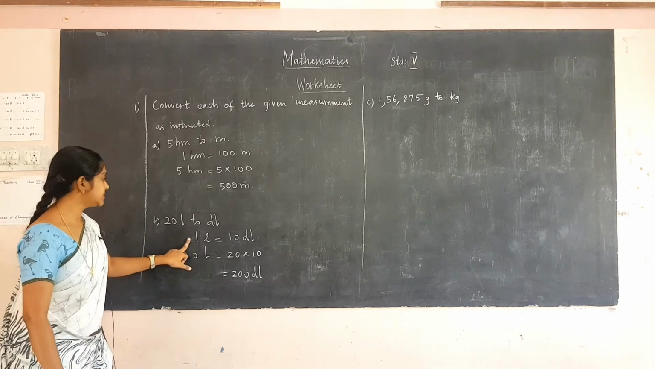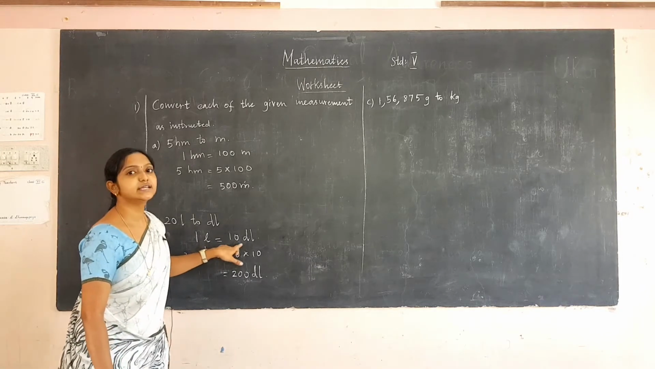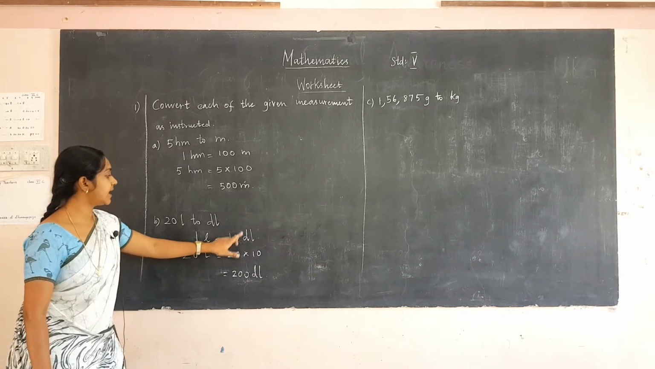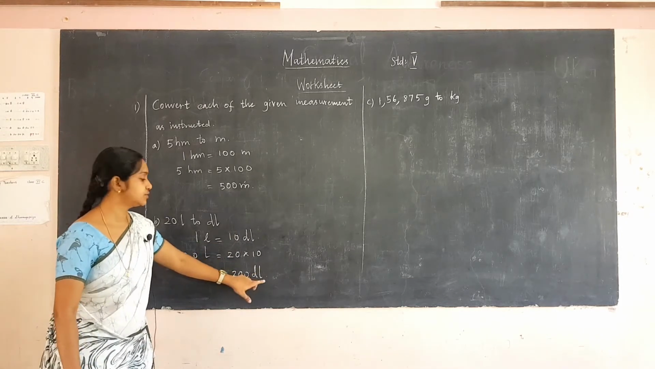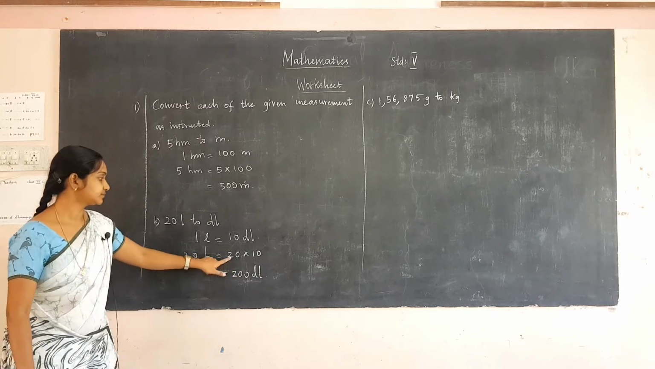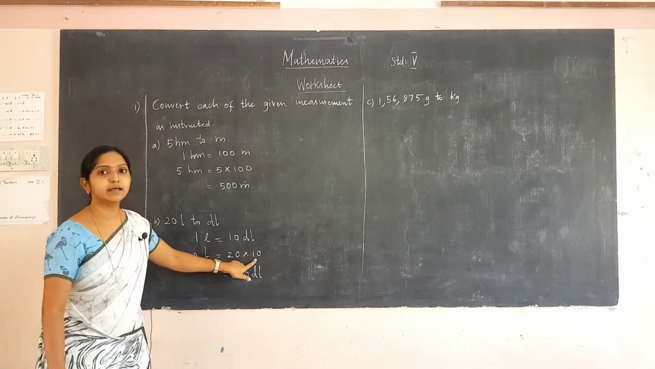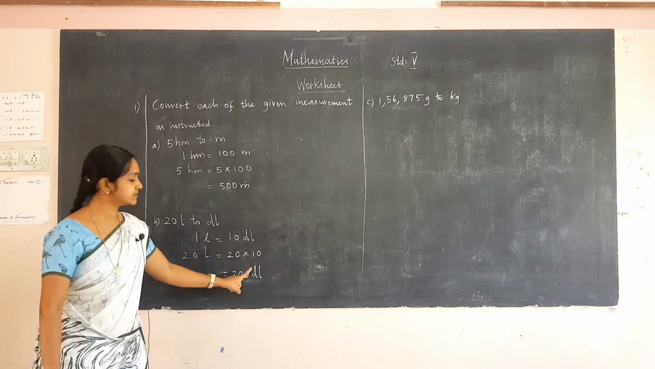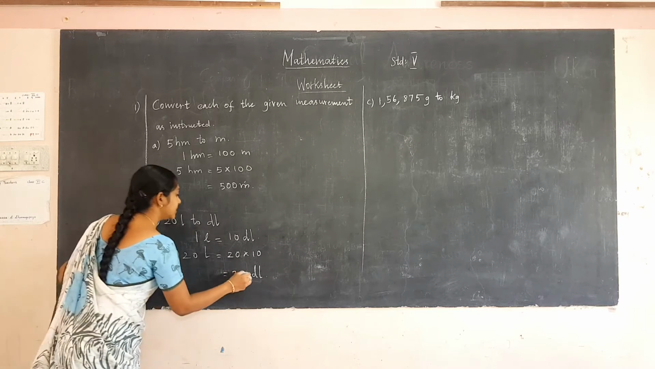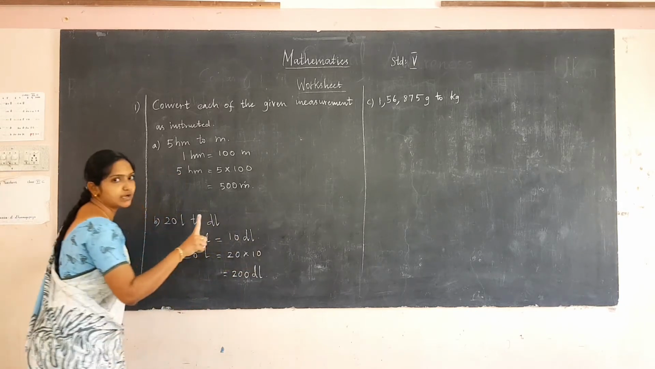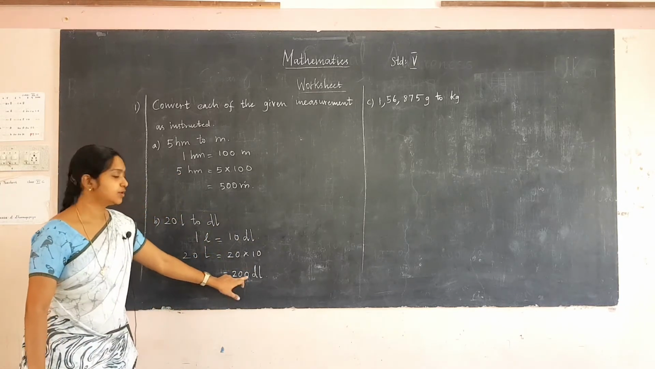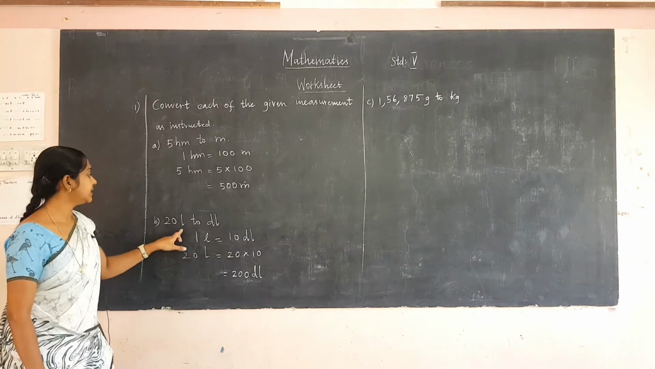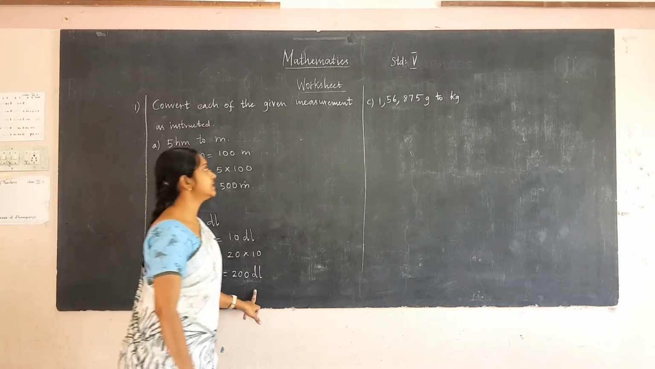We already know that 1 liter is equal to 10 deciliter. Then for 20 liter we have to multiply 20 and 10. 20 into 10 is 200 deciliter. For multiplying any number with 10, 100 or 1000, we have to just add zeros according to the number. Here we are having only 1 zero, so we have to add 1 zero. No need to multiply. Just add 1 zero. So 20 liter is equal to 200 deciliter.